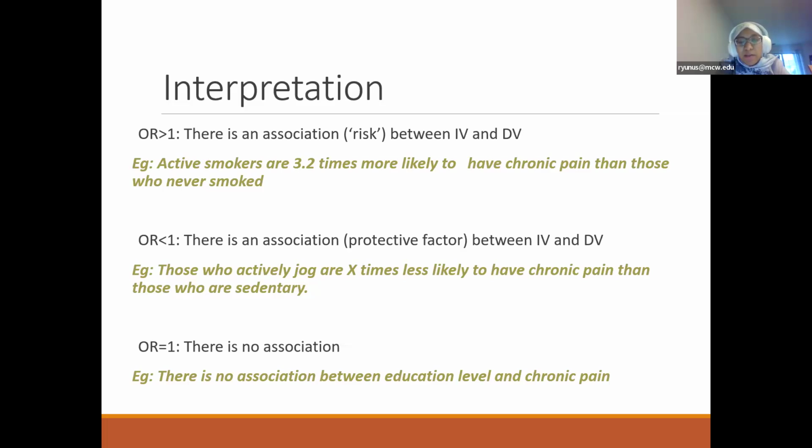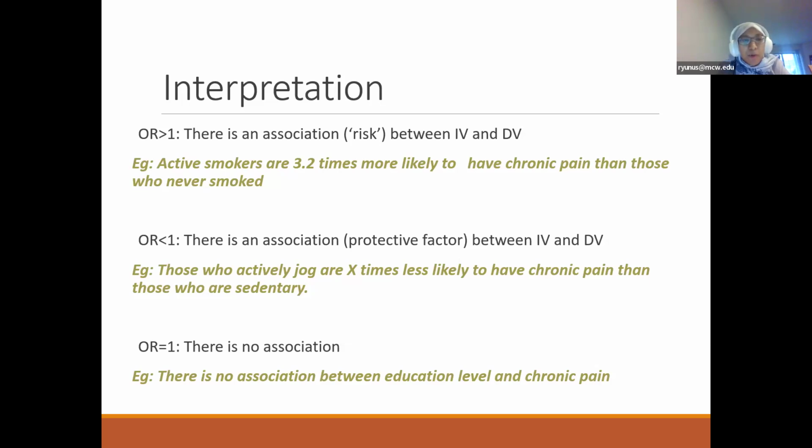It simply means that there is a protective factor there between your independent and dependent variable. So again, another example, if you're looking at the relationship between physical activity or jogging and chronic pain, and you get your odds ratio less than 1, you can say that those who jog frequently or those who actively jog are maybe 2, 3, 4 times less likely to have chronic pain than those who are sedentary or those who do not engage in physical exercise.